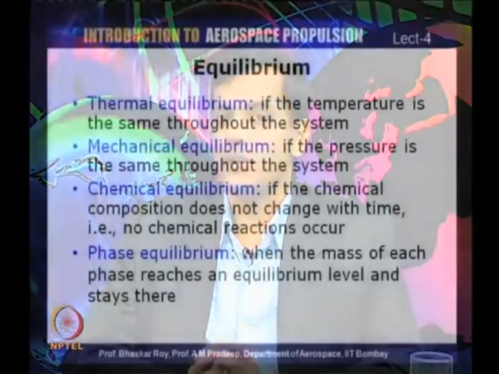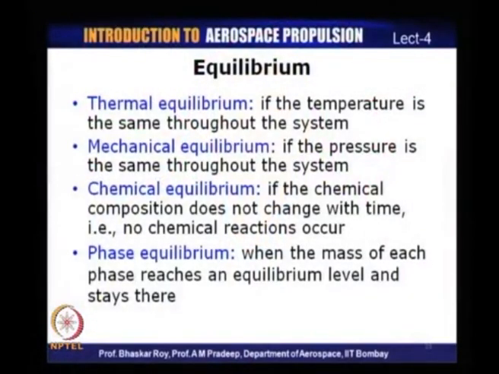Now, let us look at the types of equilibrium. I mentioned that there are 4 different types of equilibrium that are possible. A system is said to be in thermal equilibrium if the temperature is the same throughout the system. On the other hand, a system is said to be in mechanical equilibrium if the pressure within the system is the same everywhere.